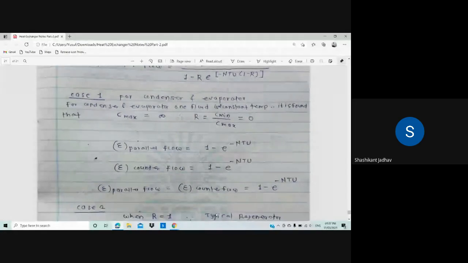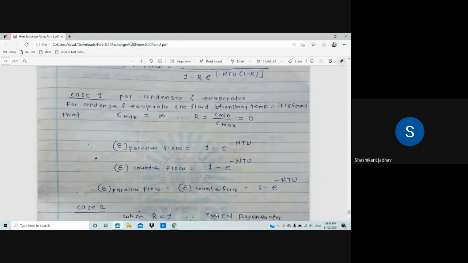Case number 1. Suppose the heat exchanger is a condenser or an evaporator. Condenser and evaporator are types of heat exchanger. So for condenser and evaporator, one fluid is at constant temperature.